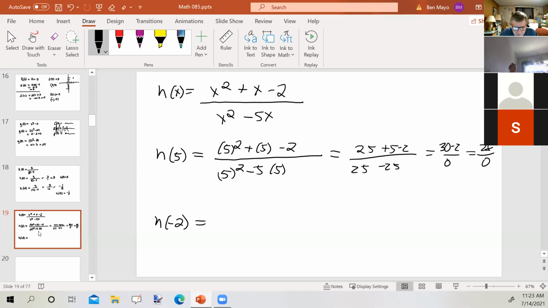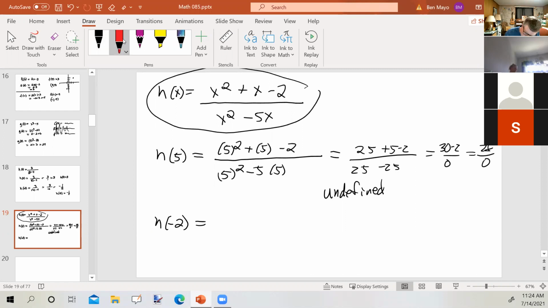It's all fun and games till someone divides by 0. Dividing by 0, we say, is undefined. Okay, you can't do it. You can't divide by 0. So what that means is that for this function, 5 is not an acceptable input. We would say 5 is not in the domain of the function. Okay, because when we put 5 in, it doesn't give us a real output.